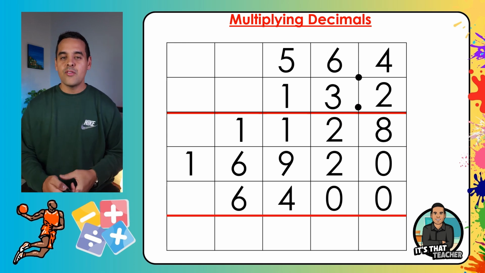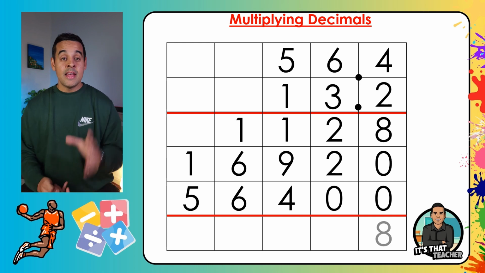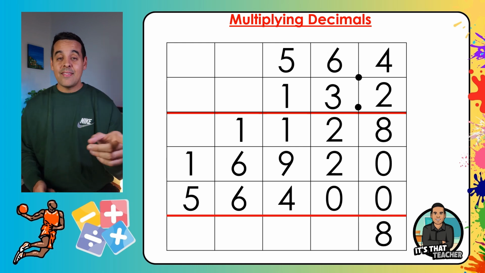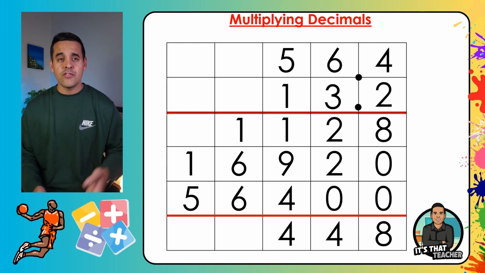1 times 4 is 4. 1 times 6 is 6. 1 times 5 is 5. Now, you already know you need to add these numbers. 8 plus 0 plus 0 is 8. 2 plus 2 plus 0 is 4.